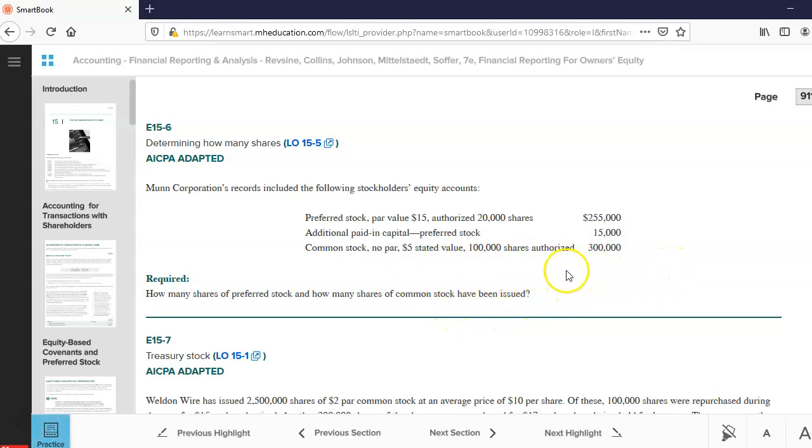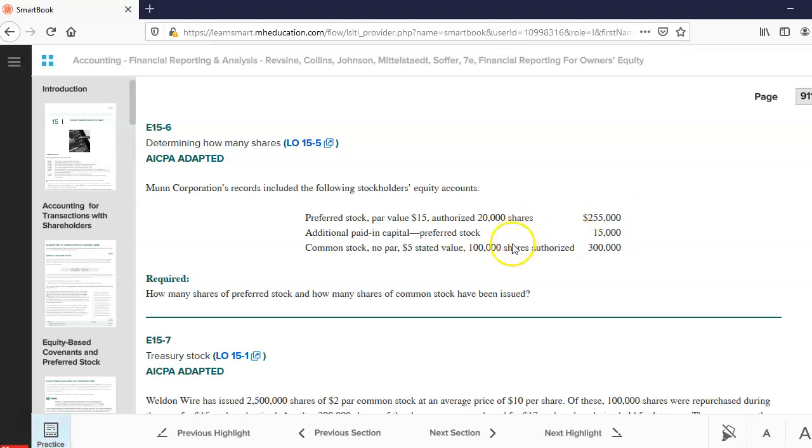And that's the big question. So not hard to figure out, thankfully, which is good. And so all we have to do is recognize that this is 255 and the par value is 15 and do some division. So if you take 255, divide by 15, that gets you to 17,000 shares of preferred stock that have been issued. So 20,000 are authorized, 17,000 have been issued, so they could do 3,000 more shares.